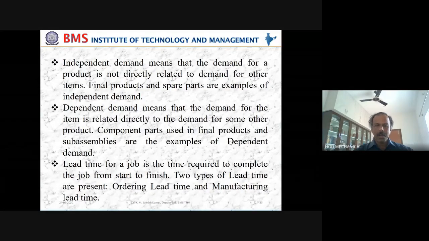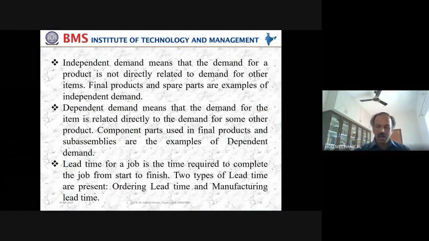Then the second one is called the lead time, which is very important. What do you mean by lead time? Lead time is the time required to complete the job from start to finish. Now, what start to what finish, we'll try to understand. Two types of lead times are going to be there: ordering lead time and manufacturing lead time.